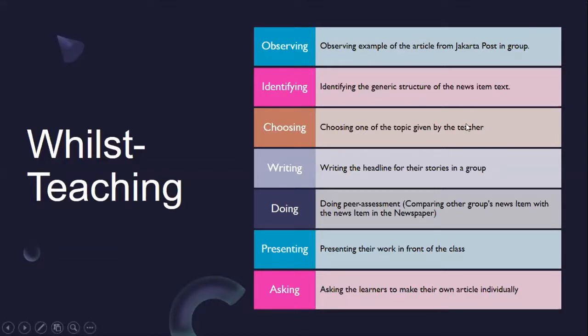And then choosing one of the topics given by the teacher. So the teacher gives some topics here. For example, the topic about disaster, a scandal, an interclass sport championship, the election of president of the student organization, and also, for example, the topic about accident. So the students choose the topic by themselves. They choose the topic they like, and I think choosing the topic here helps the students' fluency also.